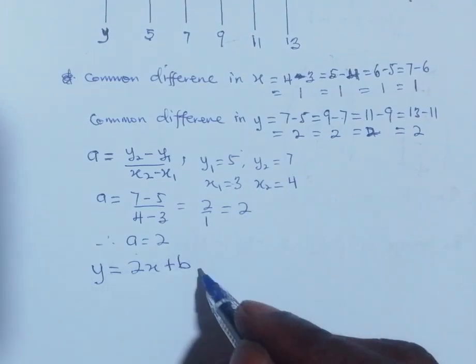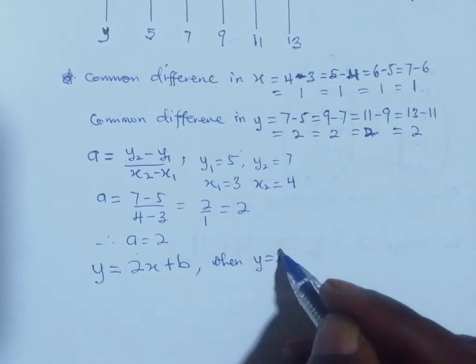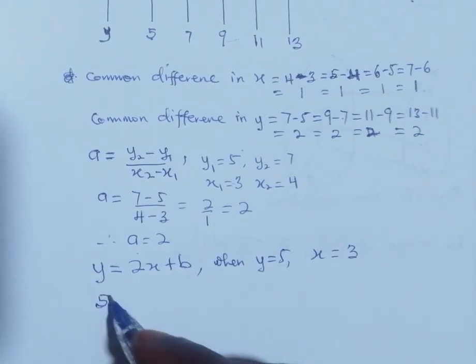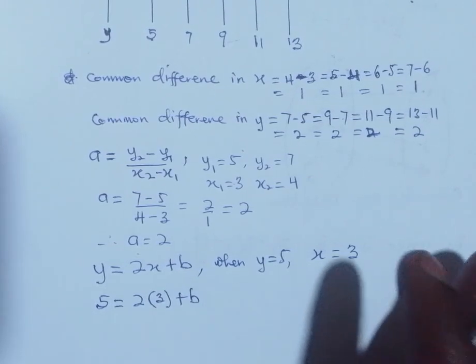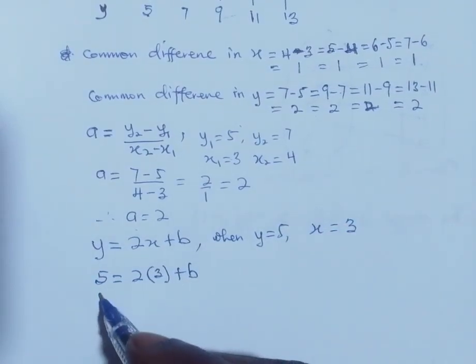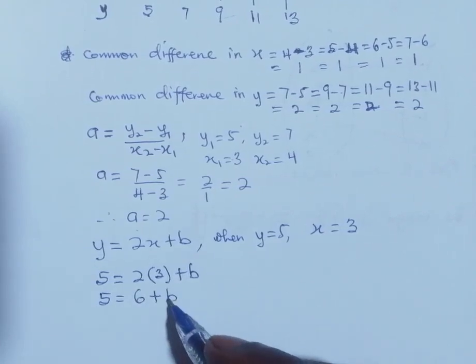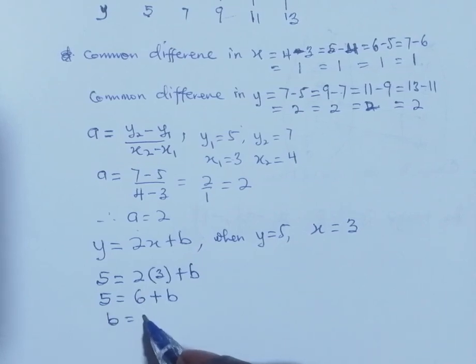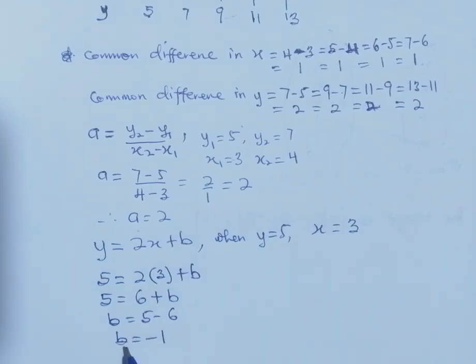Okay, so I can see that when y is equal to 5, x is equal to 3. Then I have 5 equal to 2 times 3 plus b. Good. So I'll do my simplification, which gives me 6 plus b. Then I will group like terms. So b is equal to 5 minus 6, which gives me -1. So it means my b is -1.